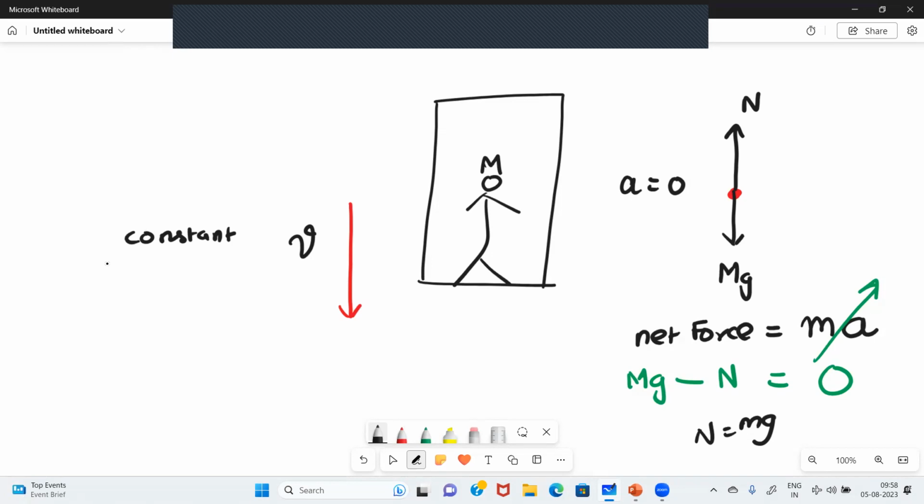N is equal to M into G plus A. Excellent answer. Now I'll ask another question. When the lift is accelerating downwards with an acceleration A, what is his normal reaction? M into G minus A. Now the googly question coming up, okay? The man is inside the lift. The lift is moving up with a retardation A.